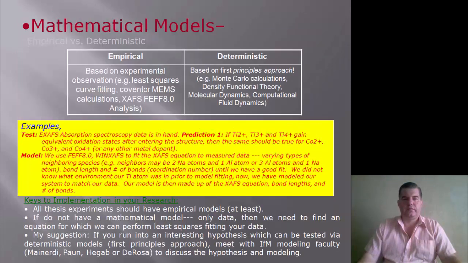Mathematical models, empirical versus deterministic, keys to implementation in your research. All thesis experiments should have empirical models, at least. If you do not have a mathematical model, only data, then we need to find an equation for which we can perform least squares fitting of your data. My suggestion: if you run into an interesting hypothesis which can be tested via deterministic models, a first principles approach, meet with IFM modeling faculty, Maynard, Horn, Hegel or De Rosa, to discuss the hypothesis and modeling.